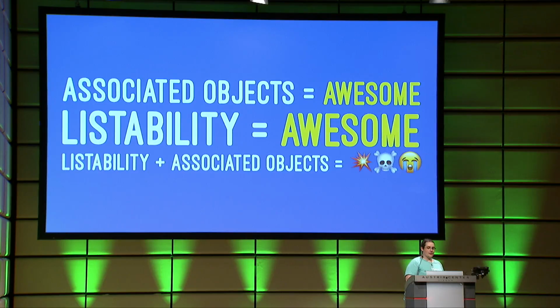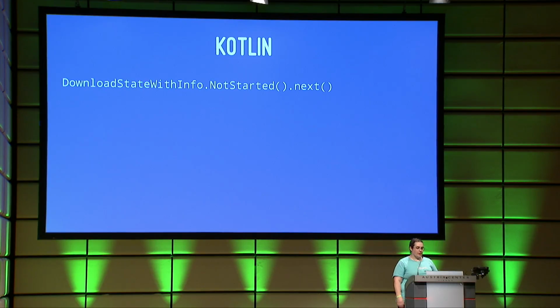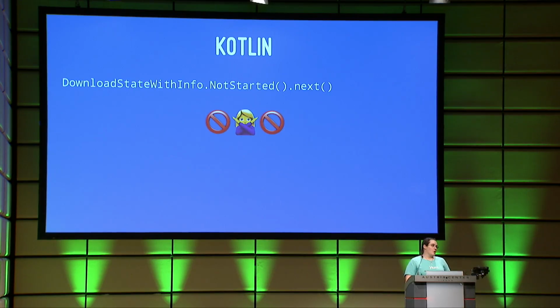Associated objects are awesome, and listability is awesome. But listability and associated objects does not work together. As you can see, with this Kotlin sealed class, if I try to say, okay, download state within info, not started, not next, it'll wind up going to downloading, but I won't have any value for progress. I won't have any idea what next is supposed to be, and then that won't compile.